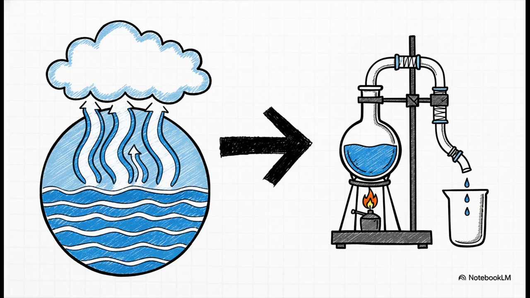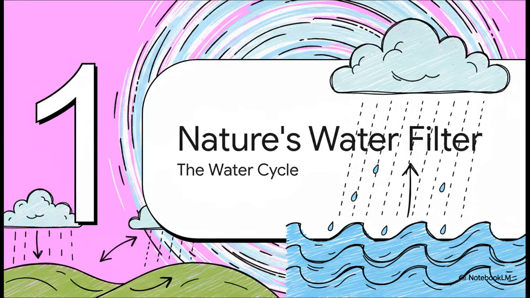And the really cool part? We figured out how to copy that exact same natural process, to shrink it down and use it in the lab. So, let's start right there, with the biggest water filter you could imagine, Earth's own water cycle. It's the perfect way to understand everything we're about to get into.